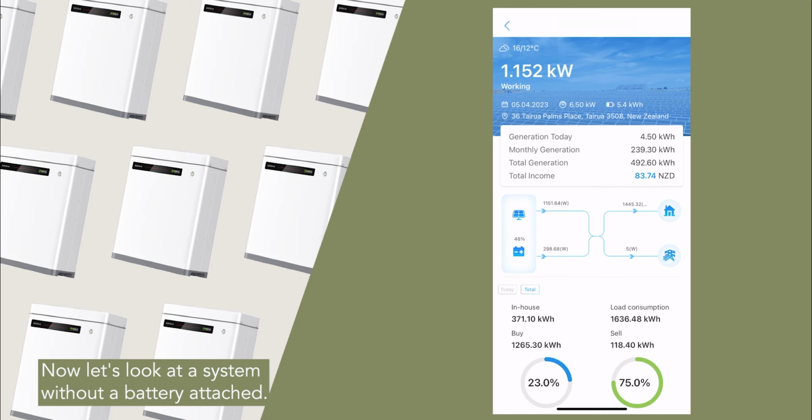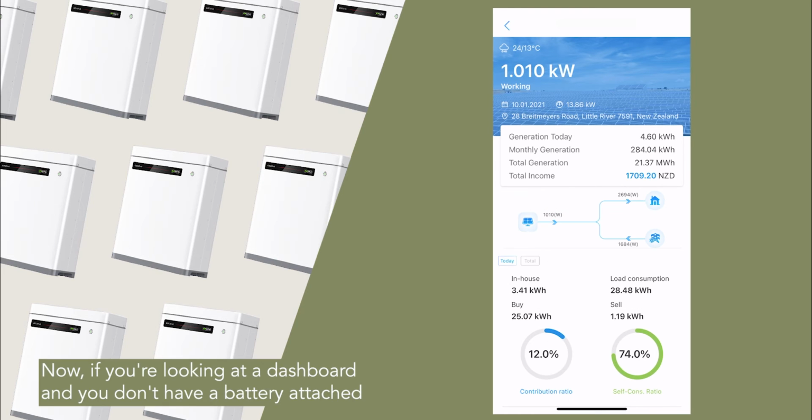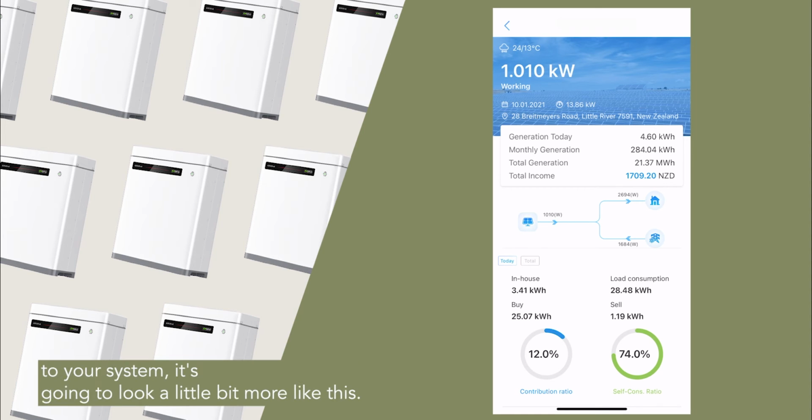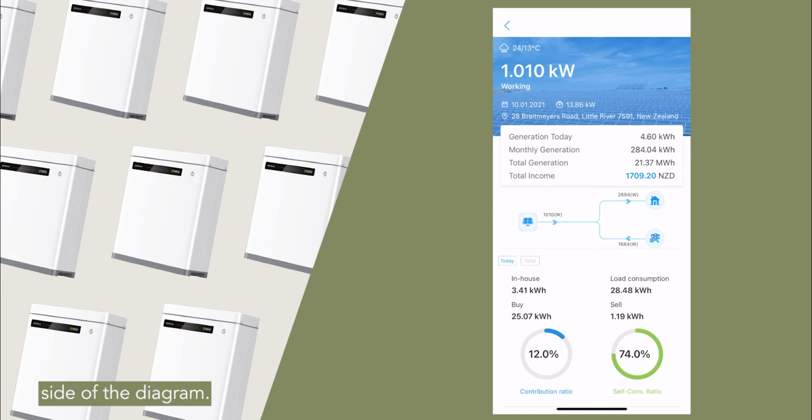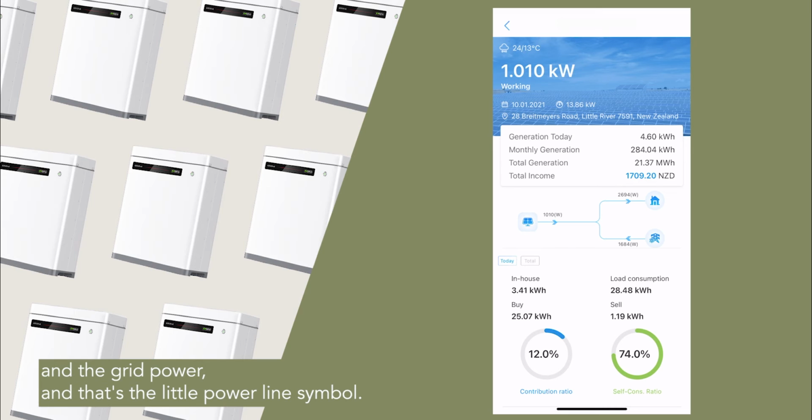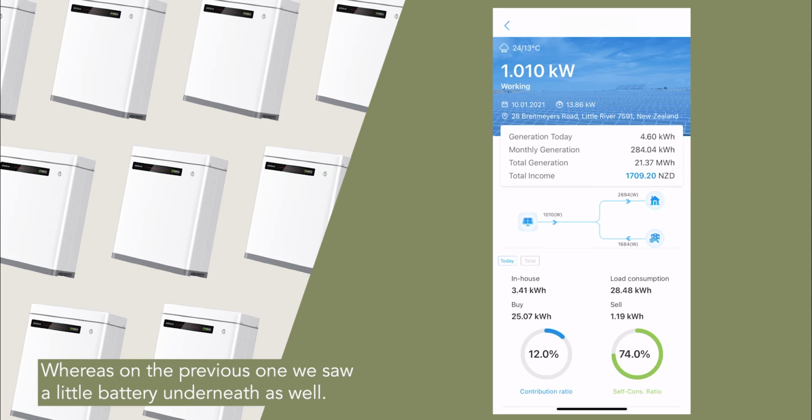Now let's look at a system without a battery attached. If you're looking at a dashboard and you don't have a battery attached to your system, it's going to look a little bit more like this. So there is one direct flow from the panels on the left-hand side of the diagram, and then there's just the home and the grid power, and that's the little power line symbol. Whereas on the previous one, we saw a little battery underneath as well.